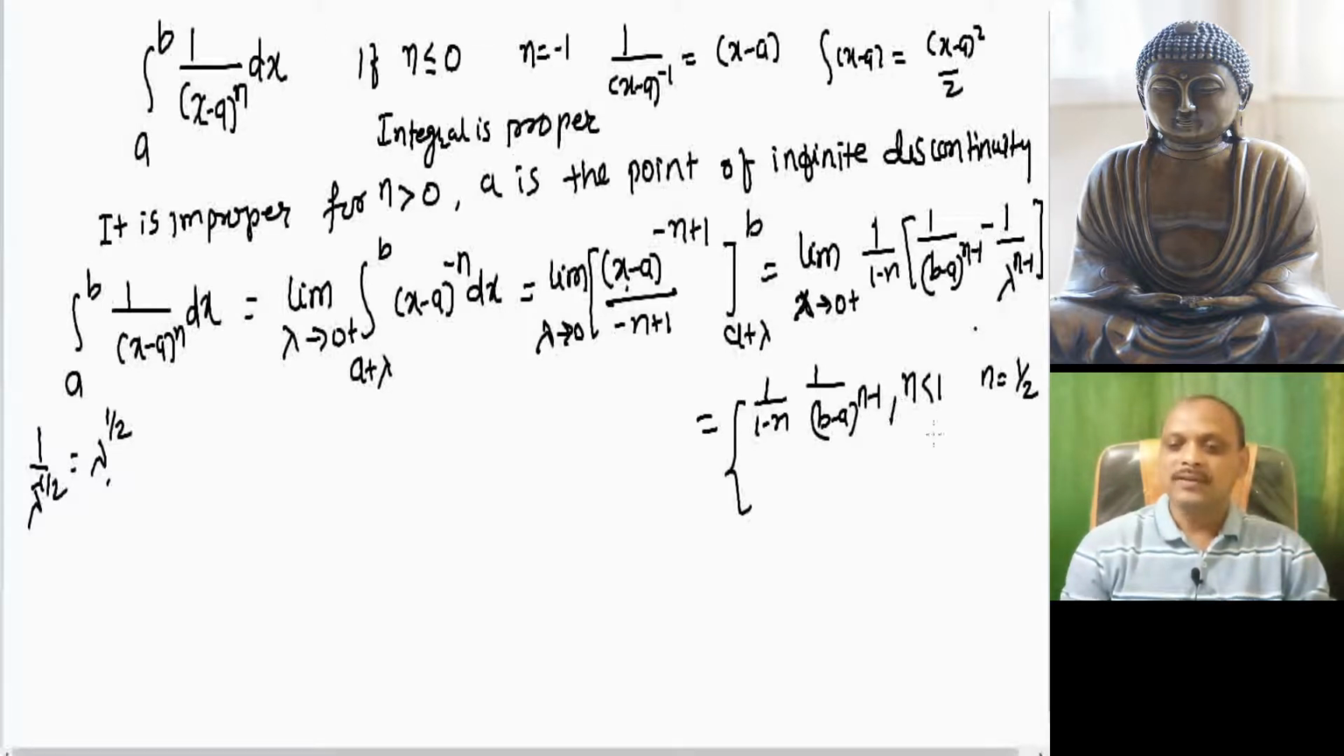Now when n is greater than 1, suppose n is equal to 2, this is 1 divided by lambda, and 1 divided by lambda will be infinity, and hence this value diverges for n greater than 1. So we have a finite value only for n less than 1.